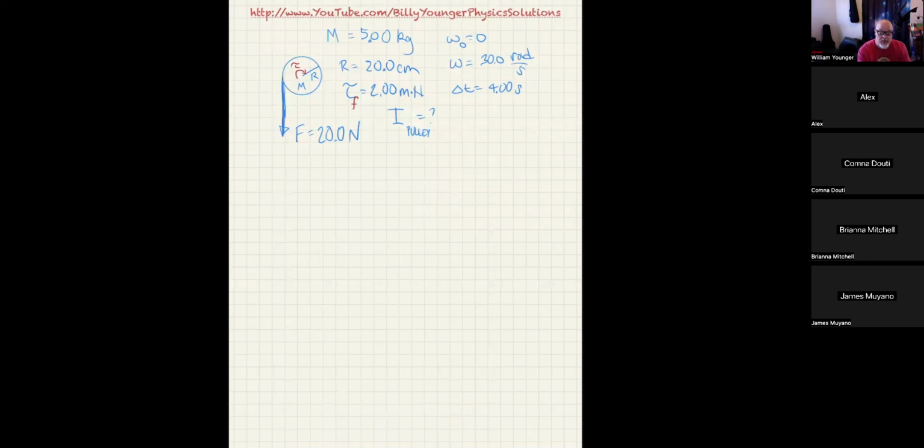So for my solution, I'm going to employ the summation of the torques is equal to I times alpha. Okay. And obviously, I can use some kinematic equations to figure out alpha because I have omega and omega zero and delta t. And not only that, I am allowed to use this equation because we see that the axis of rotation goes through the center of mass of the pulley.